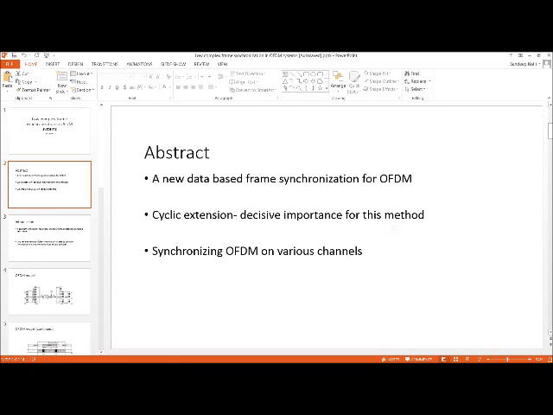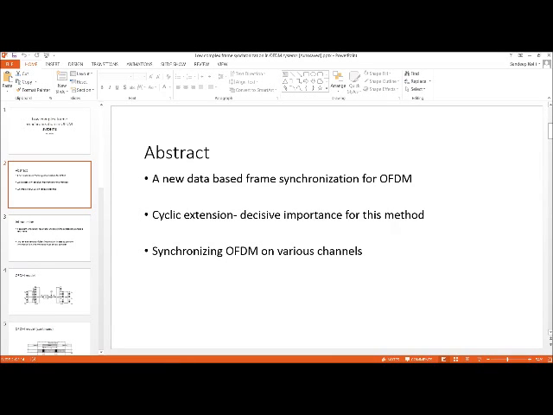The abstract. In this project, a novel data-based frame synchronization method for OFDM systems is presented. OFDM frames are shown to contain sufficient information to synchronize a system without the use of pilots. The cyclic extension preceding OFDM frames is of decisive importance for this method. Based on only the sign bits of the in-phase and quadrature components of the received OFDM signal, the maximum likelihood solution is derived.